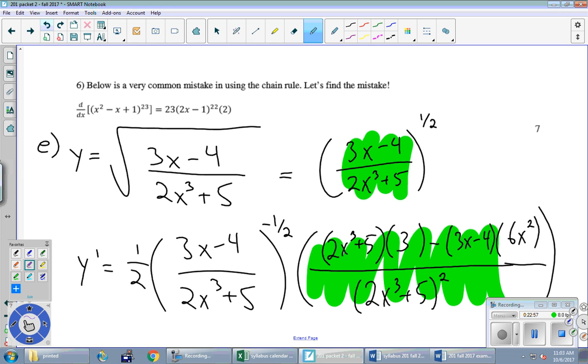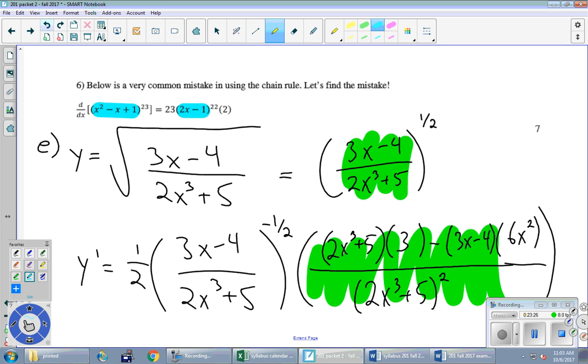Okay, number 6, real common mistake in using the chain rule. I think we did this one, it was our part B up above. So we know we're supposed to bring the 23 down, and then the derivative of this stuff in here is 2x minus 1. Everybody see it? So I'll highlight in blue, there's the stuff, and there's its derivative. Subtract 1 from the power, and then times the derivative of, what's the derivative of this 2x minus 1? It's 2. So that's what the student did.